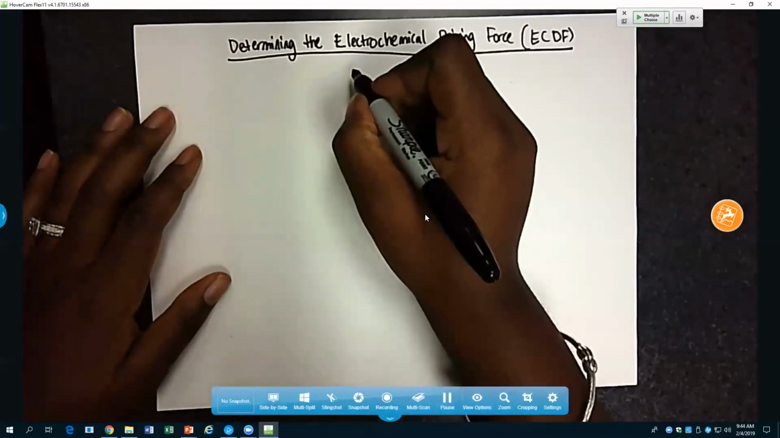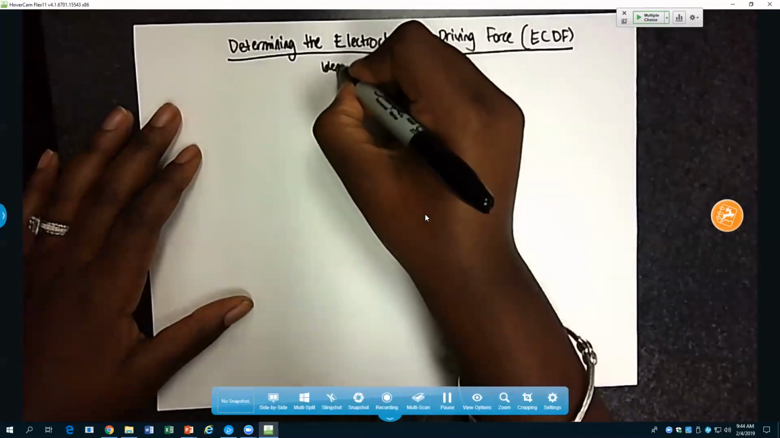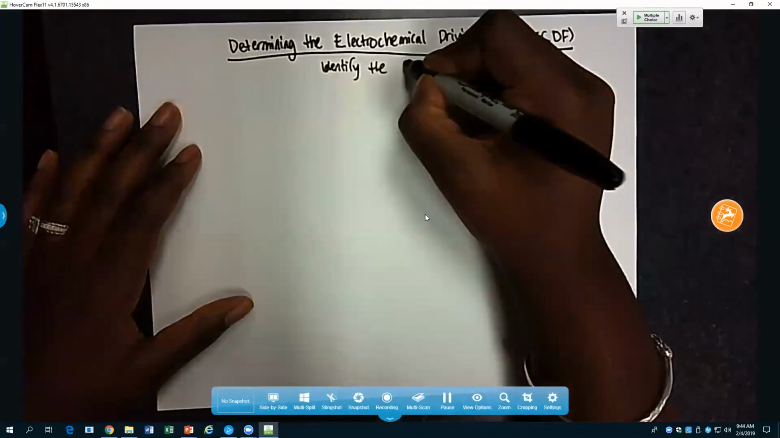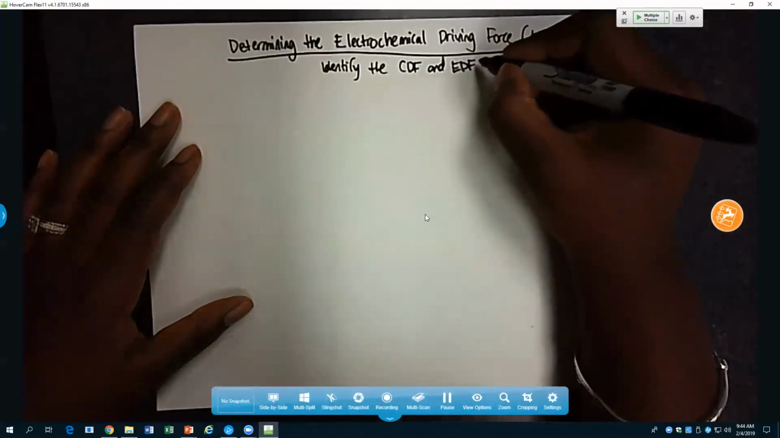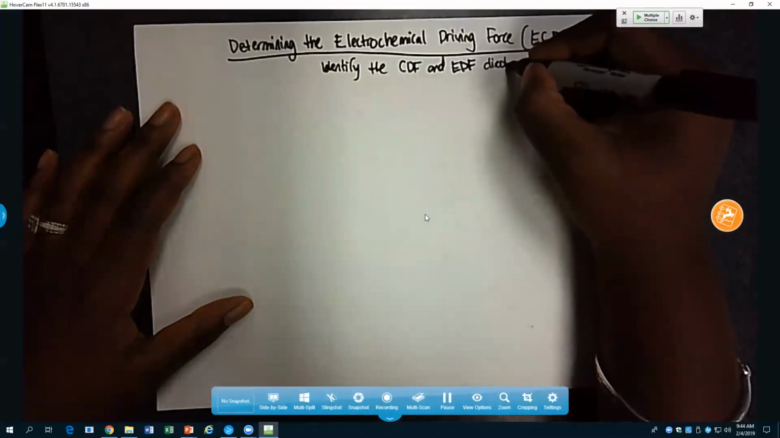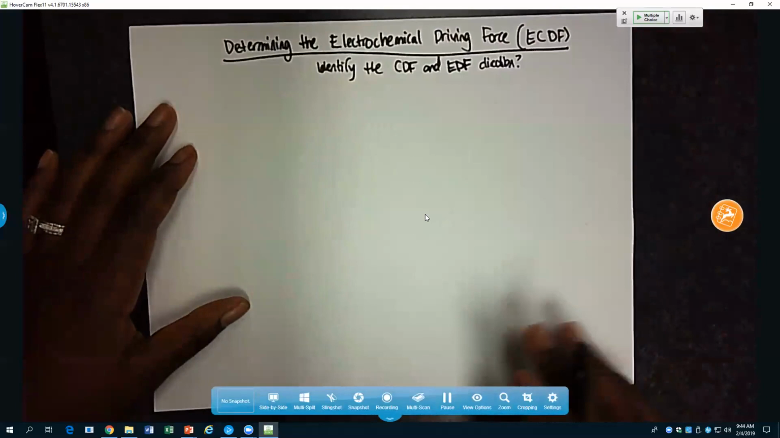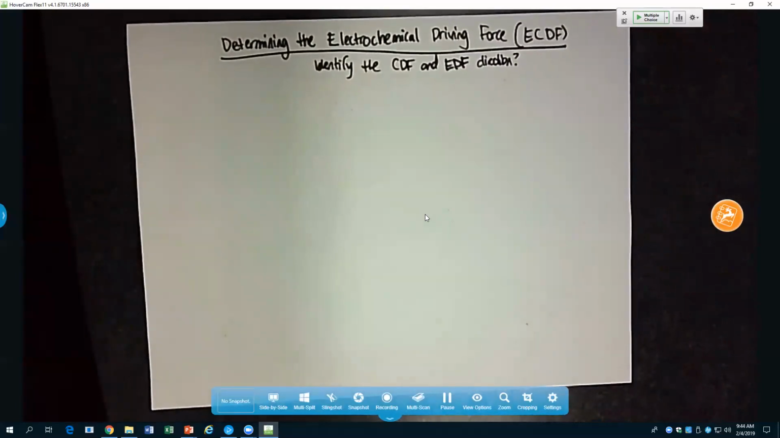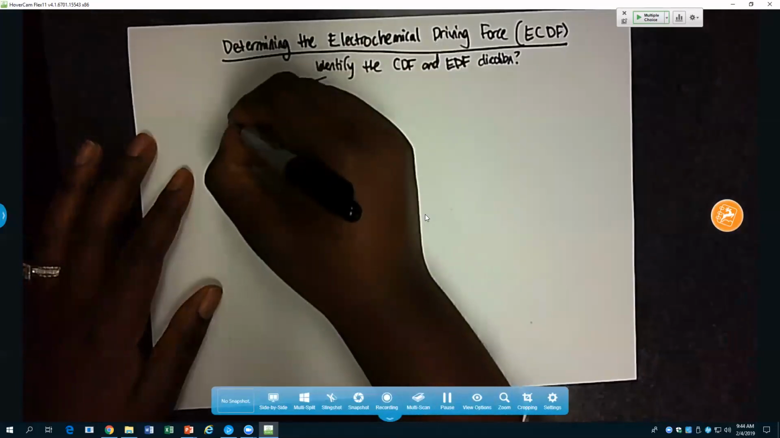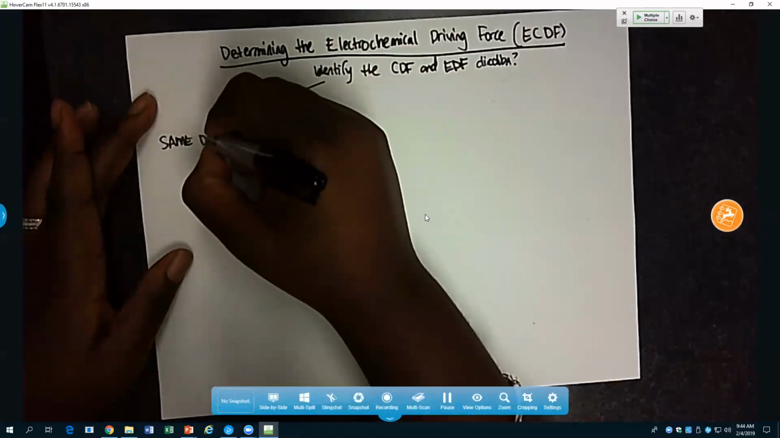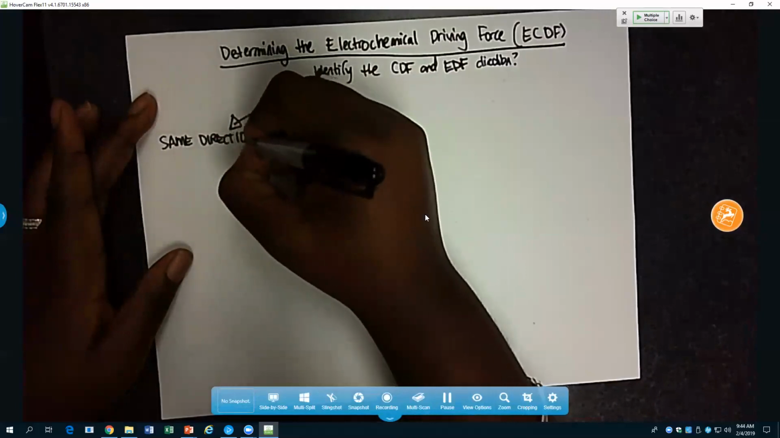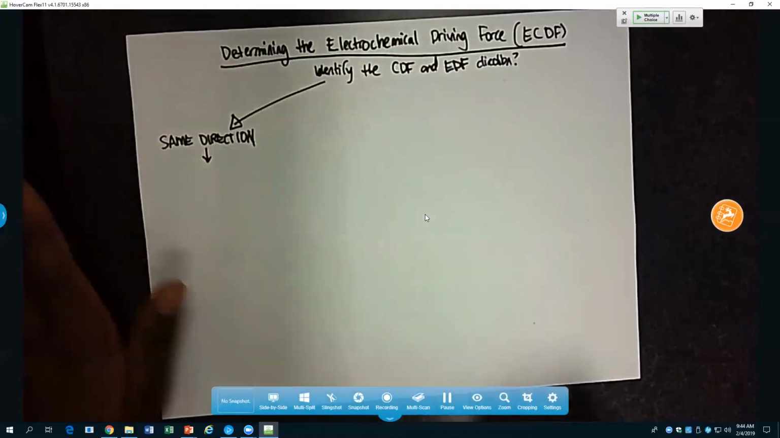Now, the first thing we want to identify is the chemical driving force and the electrical driving force direction. That's the first thing we want to decipher. What is the direction of the electrical driving force? What is the direction of the chemical driving force? And then there are 4 scenarios that we can come upon. The first scenario is that they are in the same direction.